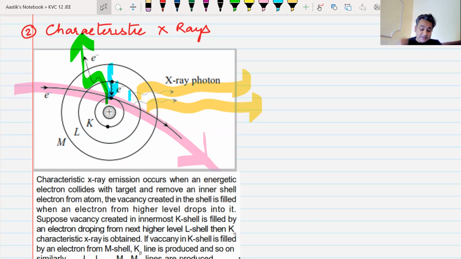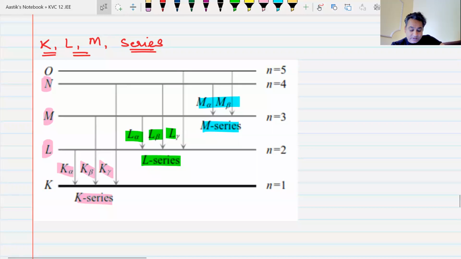That is characteristic X-rays. And how are these characteristic X-rays produced? When this electron is hitting the target metal, it can make an electron to leave its inner shell. Then electrons from the outer shell are going to occupy space: K, L, M, N. Do we remember this KLMN series? Then in K series, we have alpha, beta, gamma, depending on from where the electron is making the jump. We remember this? Yes, sir.